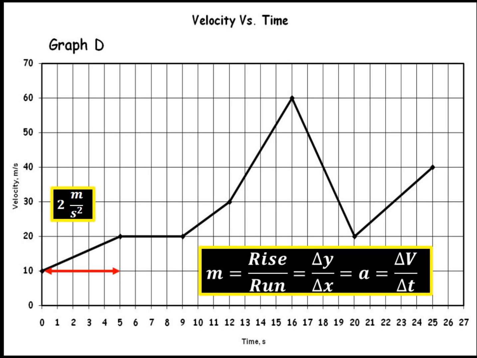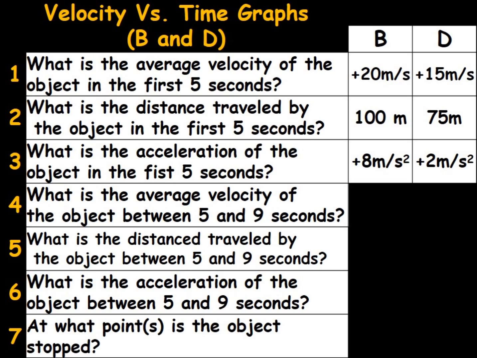Plus 2 and plus 8 meters per second squared are the slopes of the lines, the slopes of the curve for those particular ones. So notice how I wrote in the plus 8 meters per second squared and plus 2 meters per second squared.